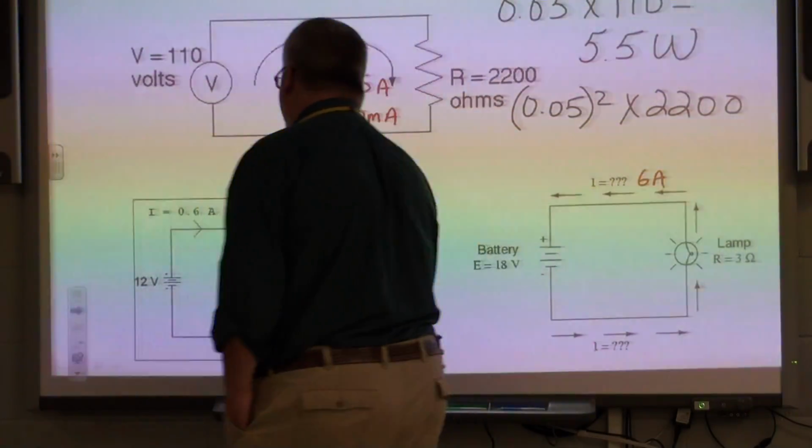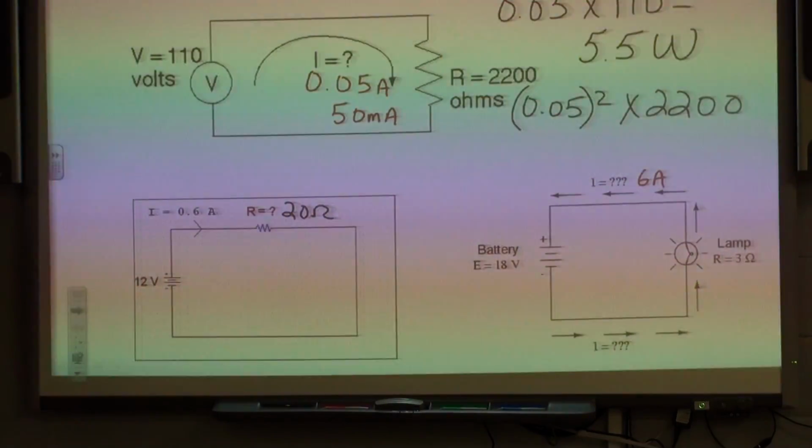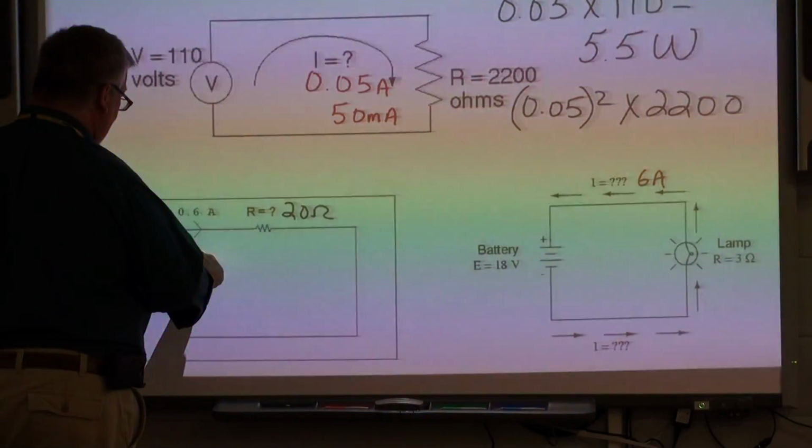We'll try the other one. All right, so let's do the I times E here. 0.6 times 12. 7.2 watts.